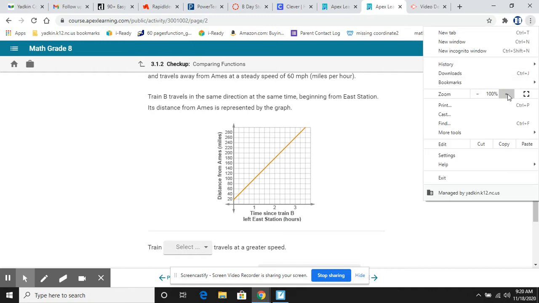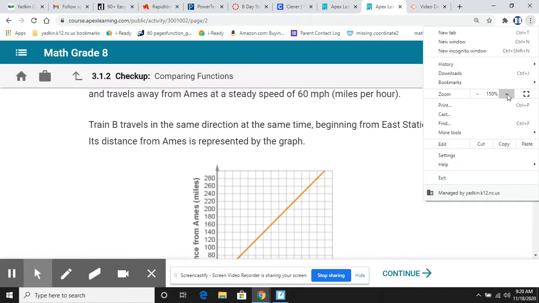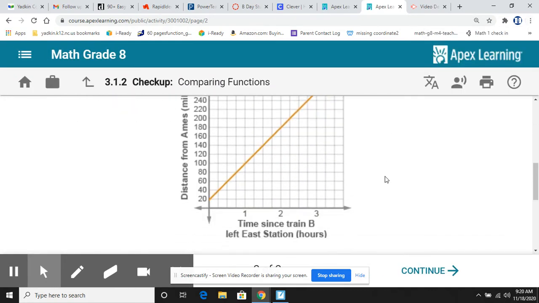I'm going to zoom in a little bit so I can see. Okay, so this is going by 20s. If I go up 20 and over, what would this be? Let's go up from 20. Let's say one of our ordered pairs is 0, 20, right? We're going to do this using slope formula so we don't mess up on the graph. Another point is 1, 100.